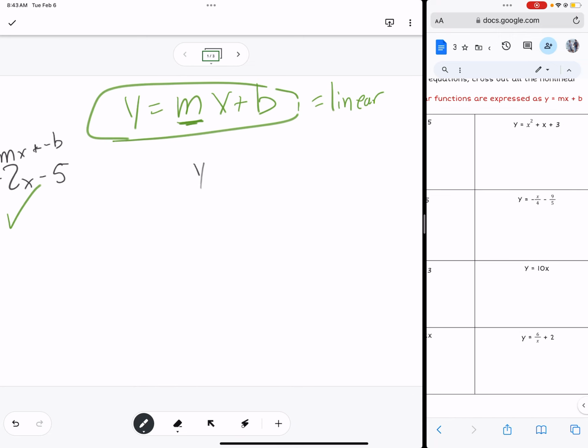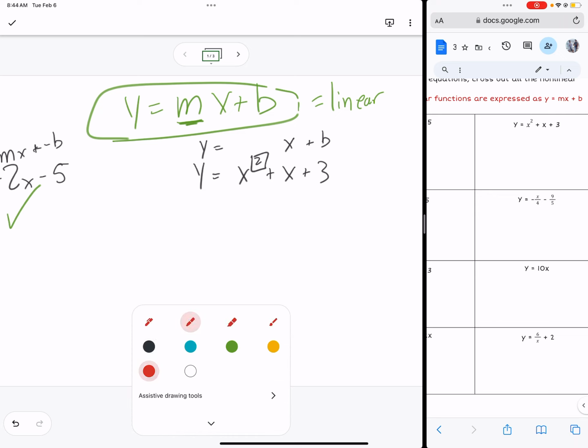You have another one where you have y equals x squared plus x plus 3. Now, is this linear? Why not? Because it doesn't follow the form. So let's check it out. We have y, we have x, and we have b. But what is this x squared right here? It's not m, right? A little trick: if you ever see an exponent that is higher than 1, so if you see 2 and up, it is not linear. So this is non-linear because you have an exponent.